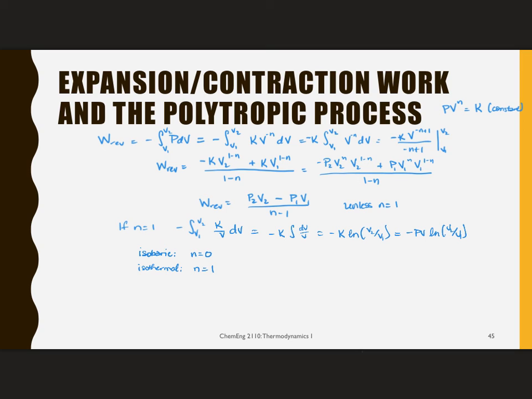But here's the interesting thing. We just did this one, reversible and adiabatic, or isentropic. N is equal to gamma, C sub P over C sub V. And that's actually a fairly broad class of problems that can apply to.